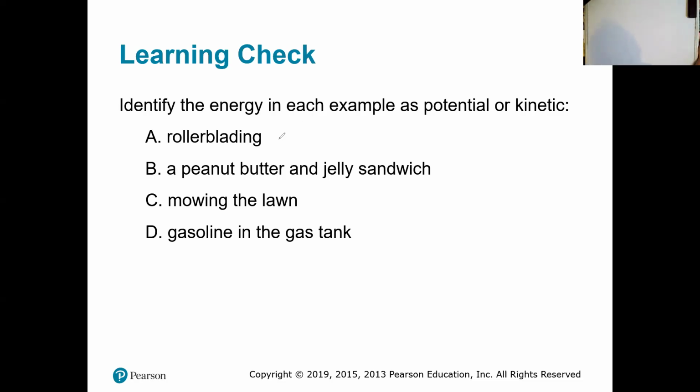So rollerblading, right? You would definitely be moving while the rollerblading is happening, so this is going to be an example of kinetic energy. A peanut butter and jelly sandwich is not doing anything. It's just sitting there, so this is going to be potential energy. Mowing the lawn definitely involves motion, so that's going to be kinetic energy. Gasoline in the gas tank. The gasoline is not undergoing combustion at this point. It's just in the gas tank. So gasoline is a substance that has chemical bonds with a lot of stored potential energy in them.